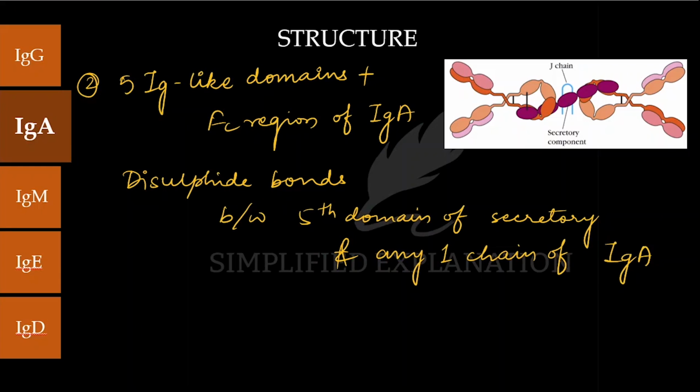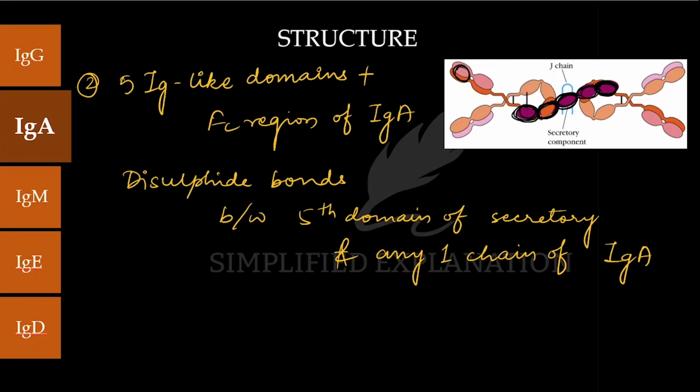What I mean to say here is that if we look closely at the structure of the secretory component, there are 5 Ig-like domains: this is 1, and this is the 2nd, 3rd, 4th and 5th. So there are 5 in the structure. We can see these 5 Ig-like domains interacting with the Fc region of Ig.